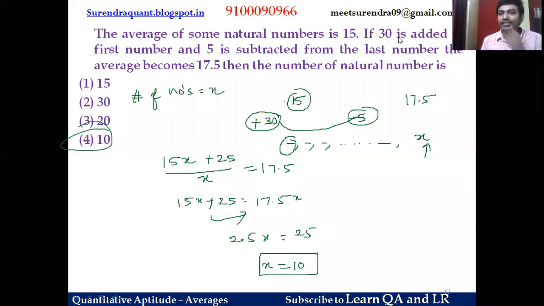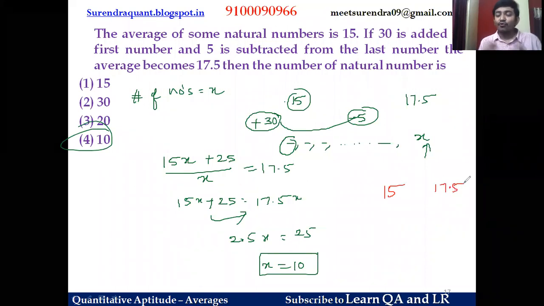But if you want to go for a shortcut, smart thinking, let us say the average is 15, right? And the new average is 17.5. What is the increase in average? The increase in average is 2.5. What do you mean by increase in average? Every element increases by 2.5, right?